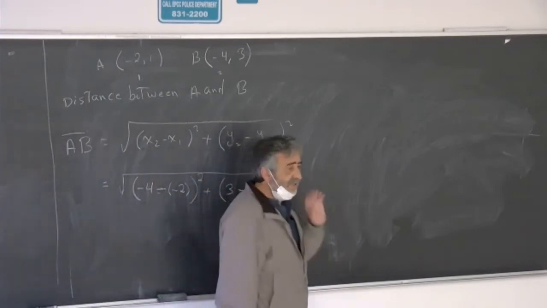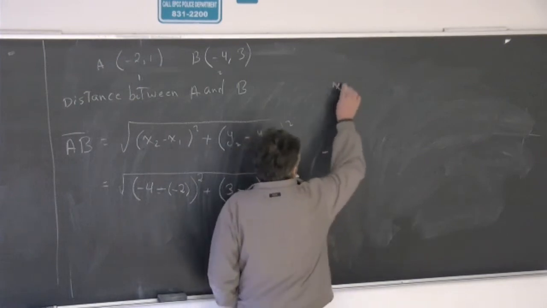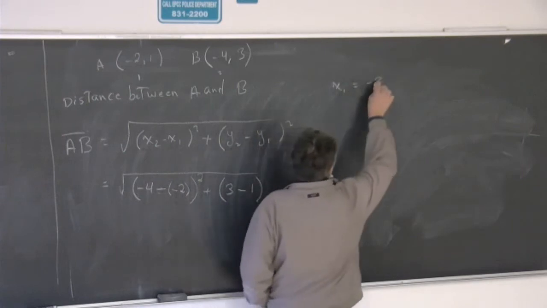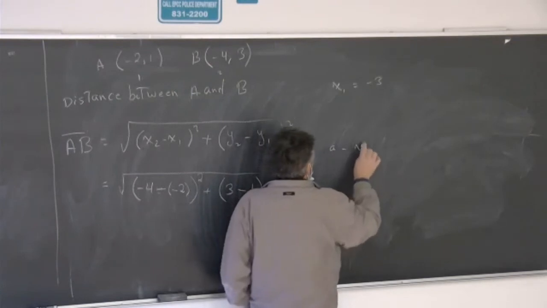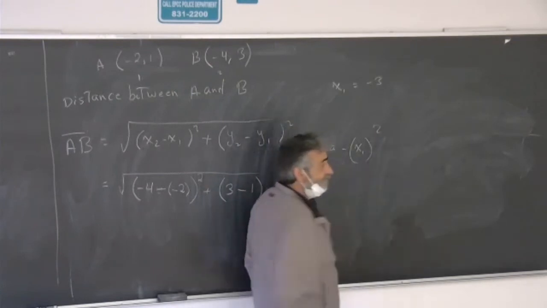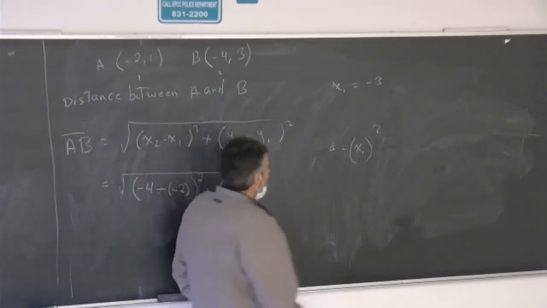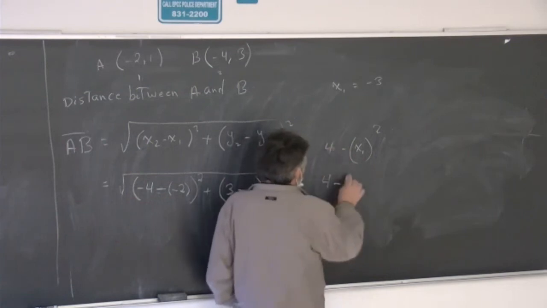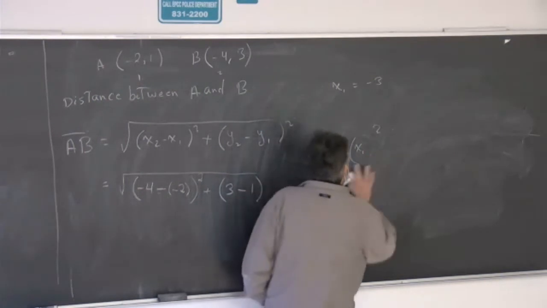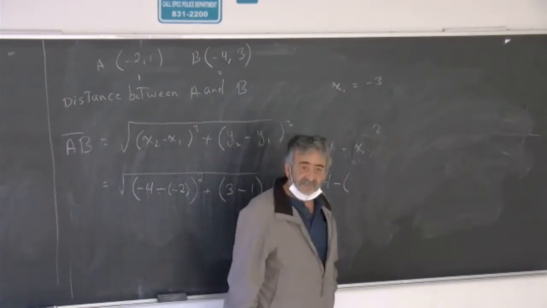Because, for instance, I'm going to give you just a quick example. If I have x1, some number which is negative 3, and I'm going to substitute it in a minus x1 squared, or even cubed, or what have you. Let's say a is 4. So how do I substitute that? It's going to be 4 minus, let's say the parentheses didn't exist, x1 squared.